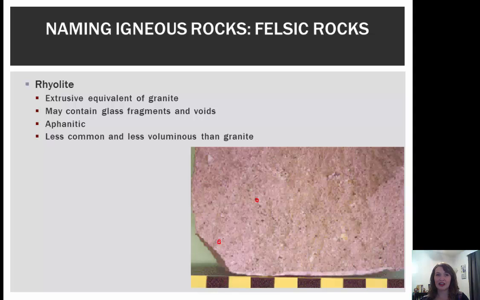Now, it's an extrusive equivalent to granite. So if this was not extruded out onto the Earth's surface and it was cooled and crystallized in the Earth, it would have been a granite. But because that volcano never contained it and it was extruded, it becomes a rhyolite.